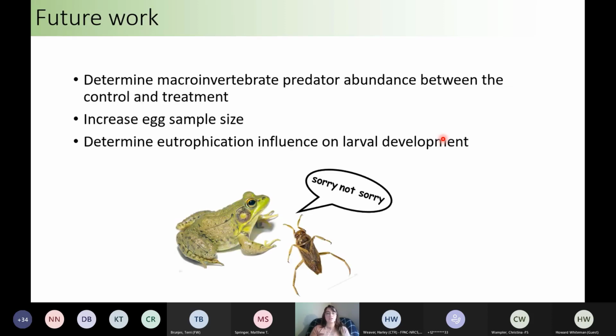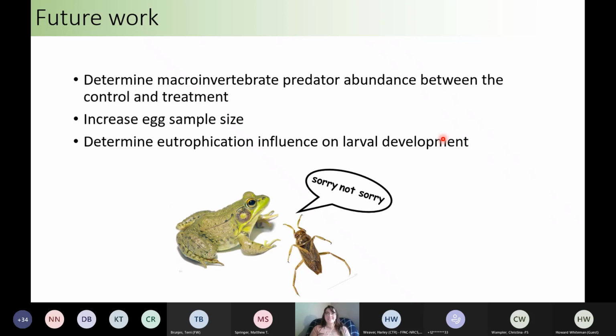All right, so how I plan to continue with this is to first determine the macroinvertebrate predator abundance between the control and the treatment tanks. I do have the samples from all of my tanks. I'm just working through getting all of that processed, and I will have the numbers eventually. The next thing I'd like to do is increase my egg sample size for the female activity. It's known that Hyla chrysoscelis can have a really large reproductive effort. A single female could drop thousands of eggs herself in one night. So increasing that sample size this summer would really extend my data and show if this trend is as accurate as we hope it is.